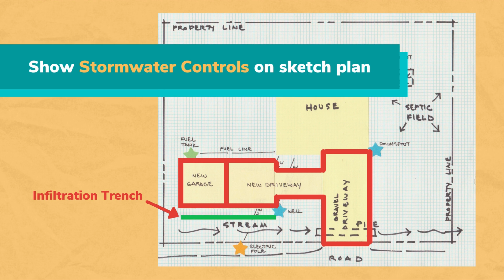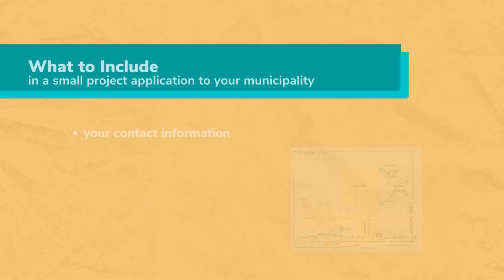Using your original sketch plan that shows the relationship of the new improvements with your existing features, you can show the best management practices that will meet the stormwater requirements. Here, the plan shows that an infiltration trench 4 feet wide, 4 feet deep, and 70 feet long, filled with stone, can be located below the new garage and driveway to capture the amount of runoff that this project will be generating.